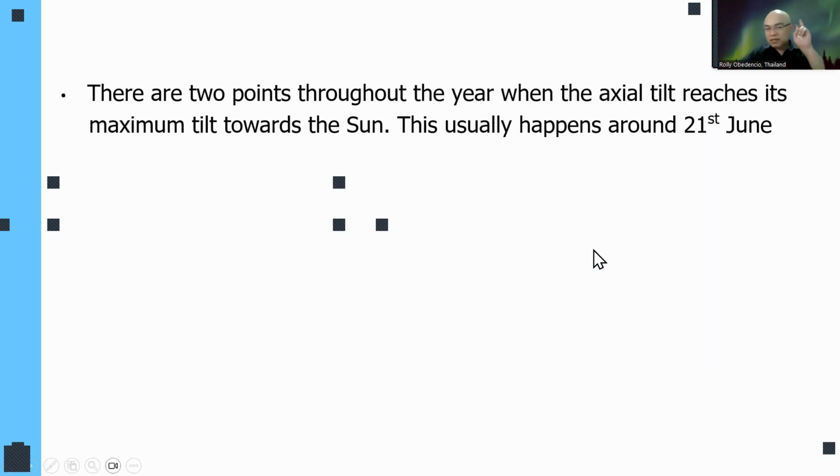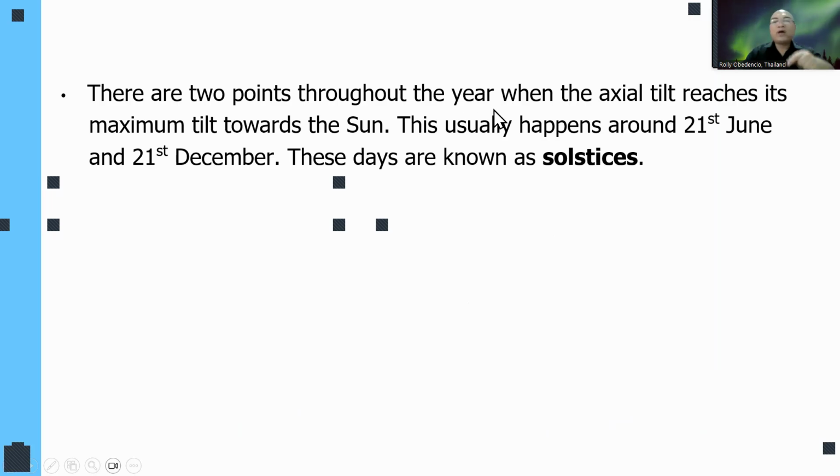So, there are 2 points throughout the year when the axial tilt reaches its maximum tilt towards the sun. This usually happens around 21st of June and 21st of December. Okay? Now, what do you call these days? These days are known as solstice or solstices, plural. Okay? All right. So first, remember the date, 21st of June and 21st of December.